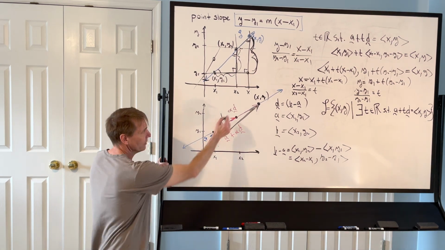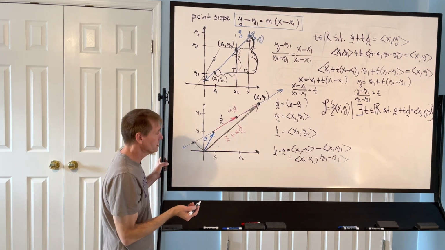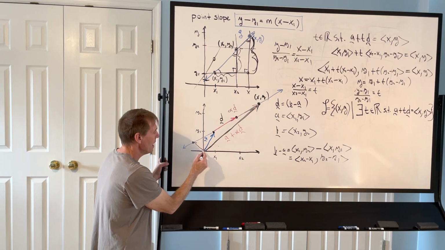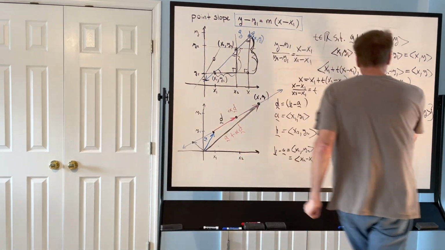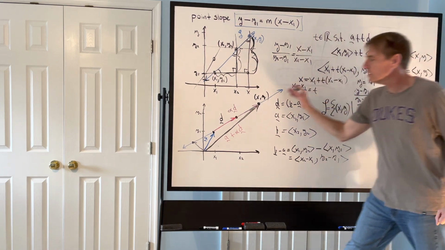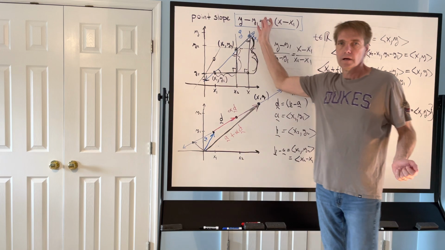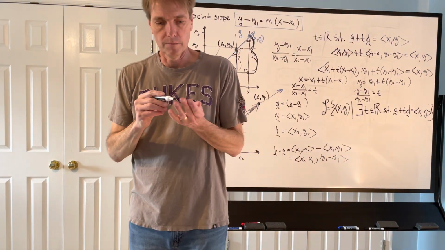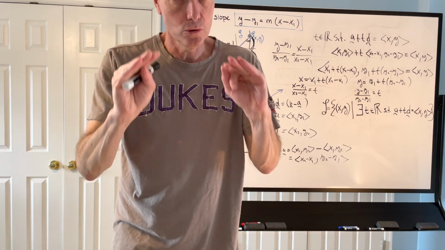Pick a different scalar. Make it negative. Then your a plus td is going to hit that point. And no matter where you go, as long as you let t run through all the real numbers, you're going to generate this line with your a plus td, the same way you did with your point slope formula of a line.